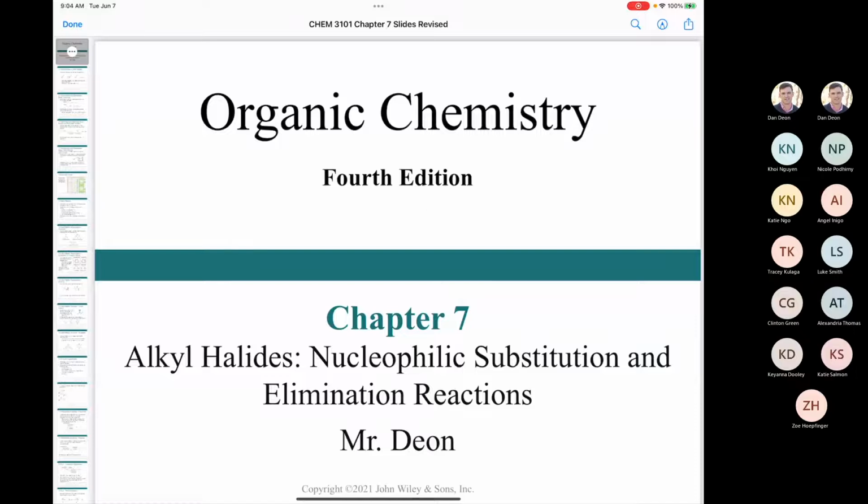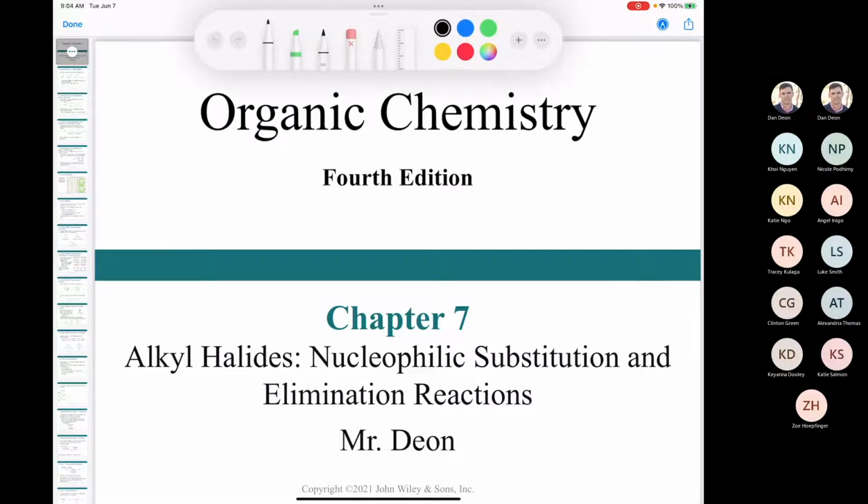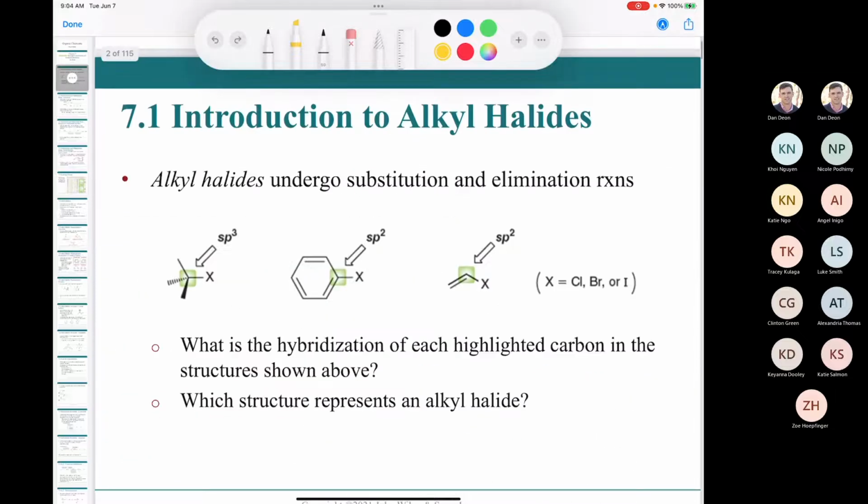Hi, Chemistry 3101. This is Chapter 7 that deals with alkyl halides and nucleophilic substitution and elimination reactions. A big chapter, lots of interesting things to learn in this chapter. And let's start out by defining what an alkyl halide is, because for some reason we need an alkyl halide to do all of these reactions. All right, let's take a look here.